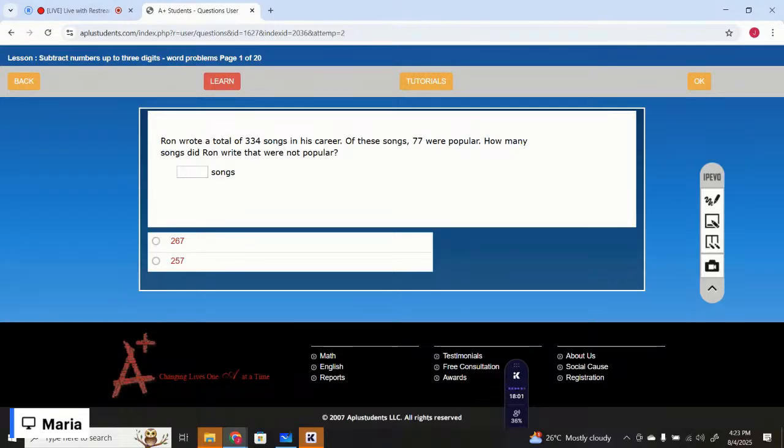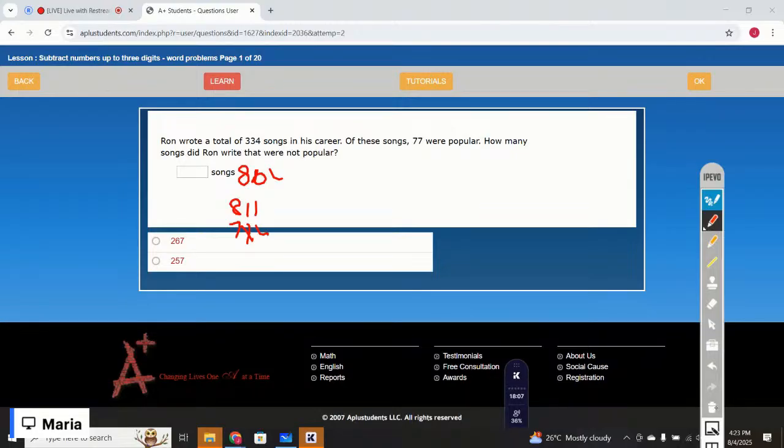Ron wrote a total of 334 songs in his career. Of these songs, 77 were popular. How many songs did Ron write that were not popular?